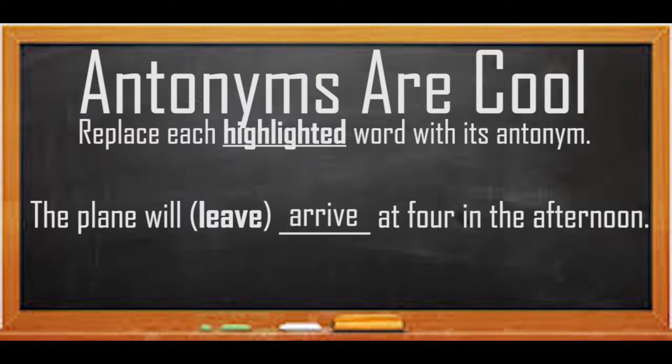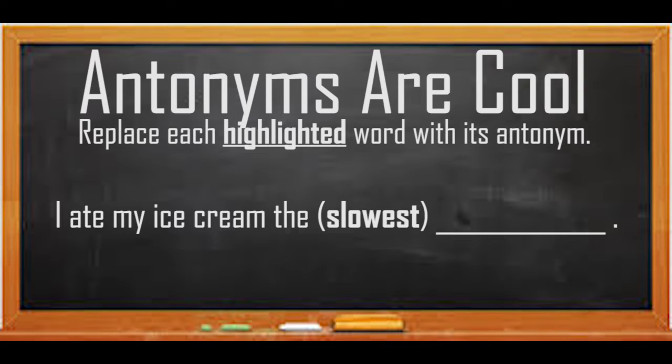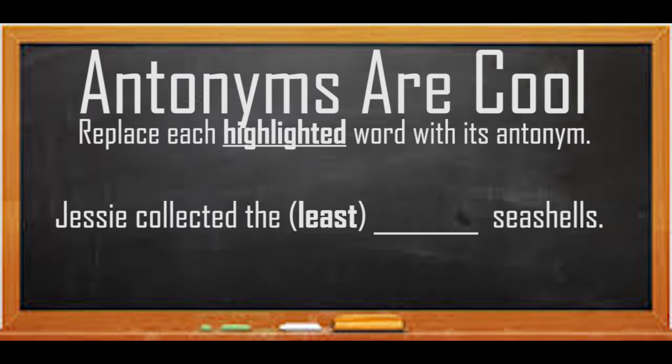Next one. I ate my ice cream the slowest. Antonym: I ate my ice cream the fastest. Very good. Let's go on. Let's move on. Jesse collected the least seashells. The antonym: Jesse collected the most seashells. All right, we're getting the hang of this now.